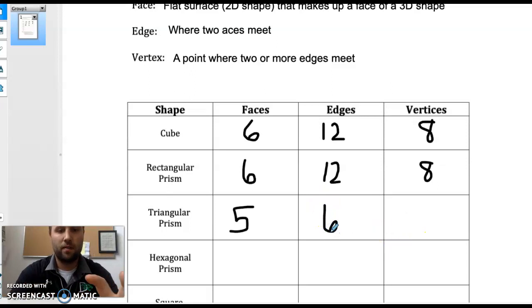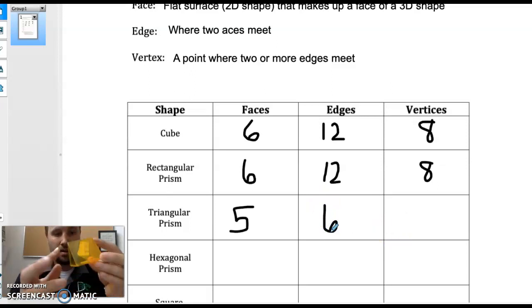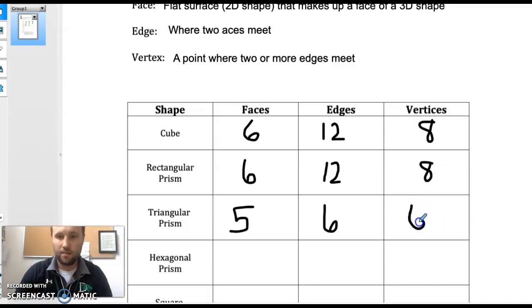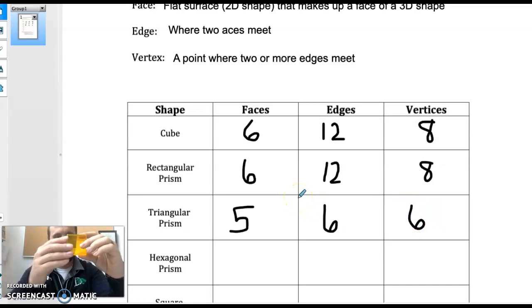Talk about our points. 1, 2, 3. You can see those. All 3 points plus the backside would be 6. Okay, so again, there's our triangular prism.